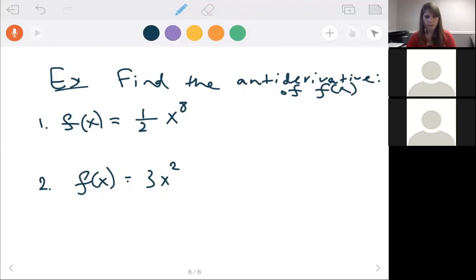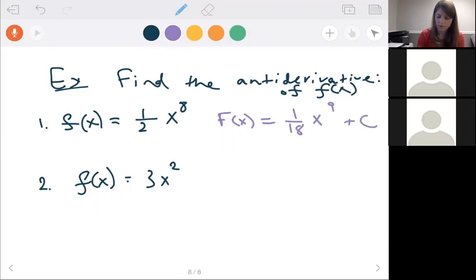All right, are we ready to go over these ones? Let's see what our guesses are for number 1. So number 1, Lainey, what did you put for your capital F of x? 1/18 x to the 9th, and also plus c. Grant, did you have the same thing or something different? Yeah, I had the same thing. Okay, that's positive. Well, let's double check and make sure we agree and think through the process on this one.